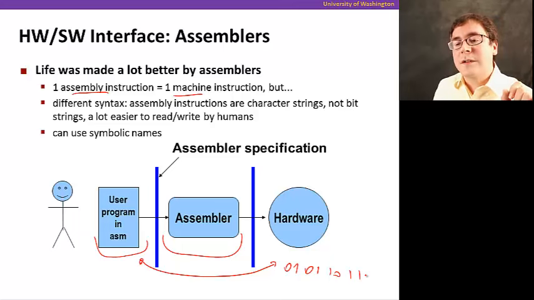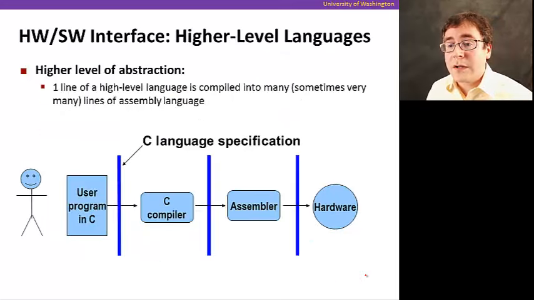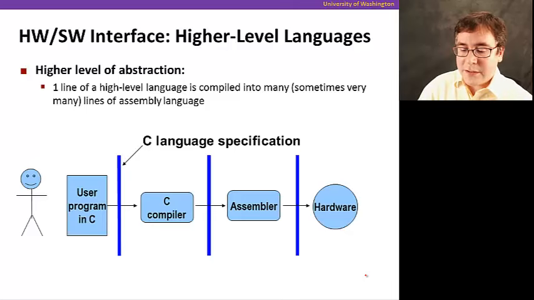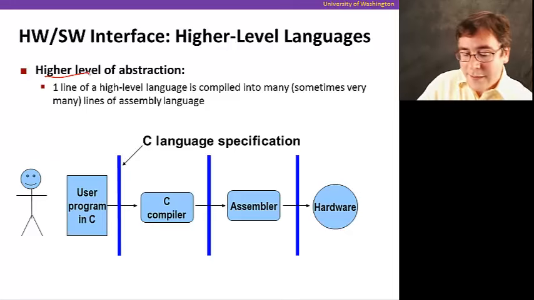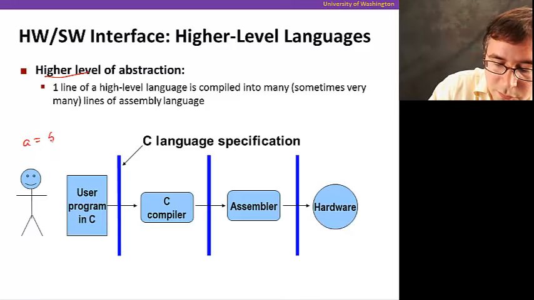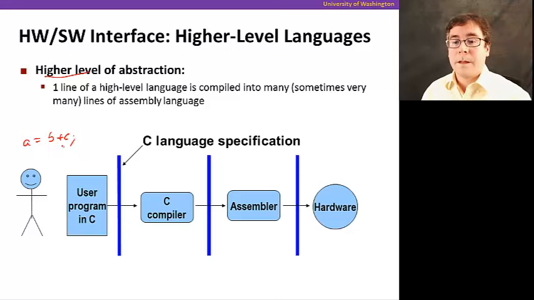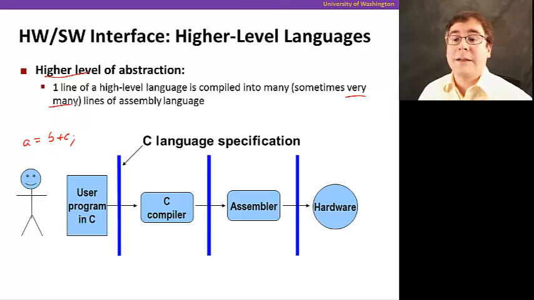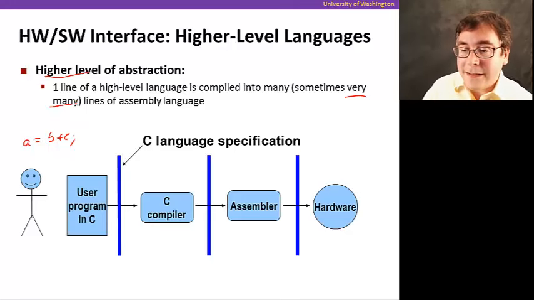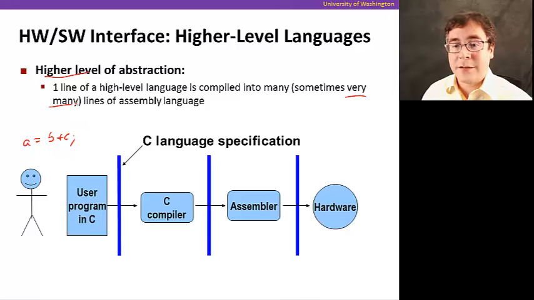But even then, that wasn't enough because programs were getting more and more complex. So we needed yet another level of abstraction that's much higher level. So these are languages like C and Java. They're much, much higher level, and you can write statements like A equals B plus C, for example. And one statement in this high-level language can translate to many, many assembly language instructions.